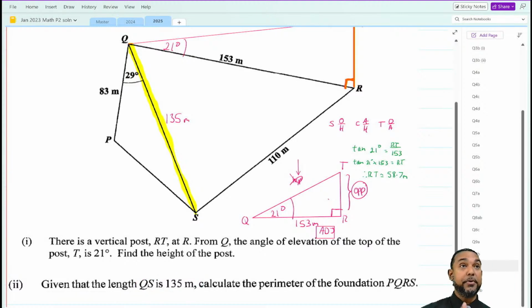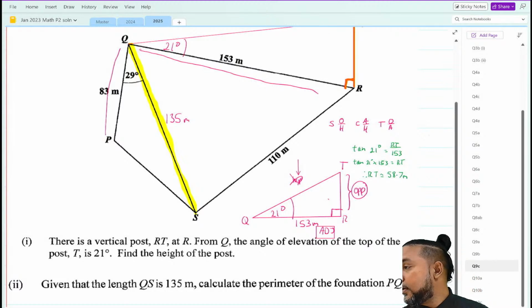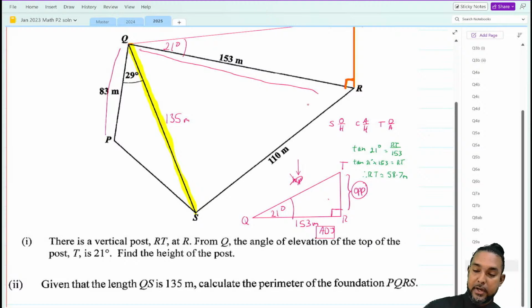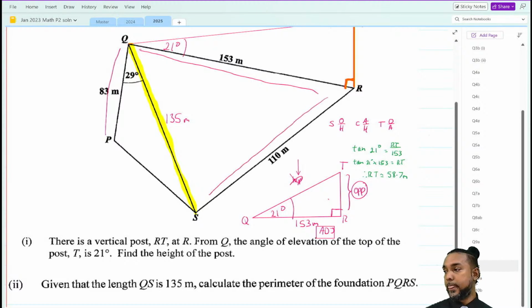So the perimeter will be the total distance around, right? Now we have 3 out of the 4 lengths. We have PQ, which is how much? 83. We have QR, which is 153. And we have RS as 110. What's the only length we don't have here?